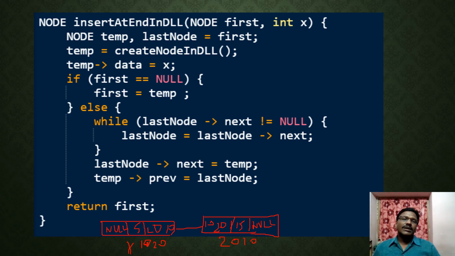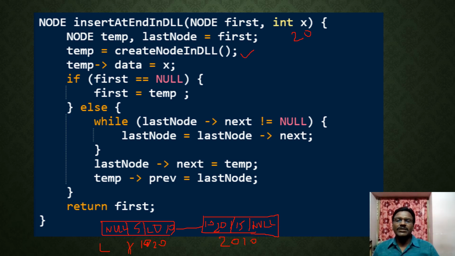Now, insert at the end in double linked list. The first node is representing 1020. Index value, for example, 1. Now, temp, last node equal to first. At present it is the first, and in the same way, it is also representing the last. F is representing first, L is representing last. Then, temp equal to create node in double.